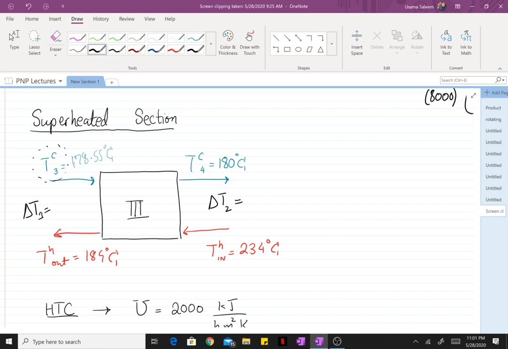So delta T1 comes out to be 5.45 degrees Celsius, and delta T2 comes out to be 234 minus 180, 54 degrees Celsius.